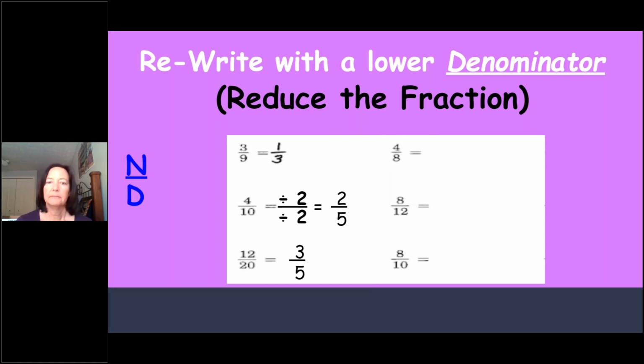You can reduce it by 4 and get a half. That's exactly what you can do. How about 8/12? Try reducing that one for me. You can do 4. 4 would be 2/3. Yes, it would. How about 8/10? What would that reduce to? It would be 4/5.